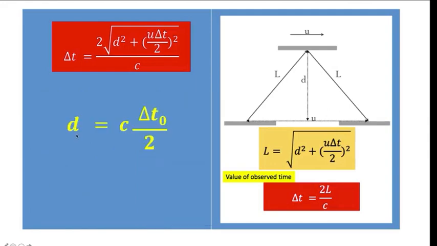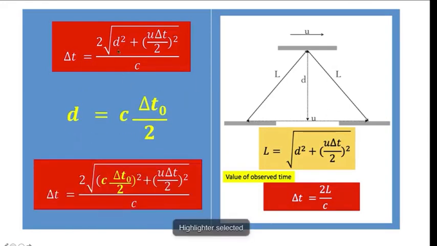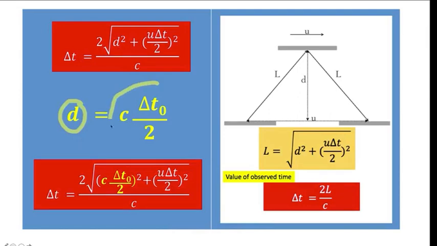Let's concentrate on this formula for d. Since the value of d is this formula, we can now substitute this value to this d here. Replace that d with c delta t sub 0 over 2. So this formula at the top becomes this formula. I copy delta t equals 2 square root. When we encounter the variable d, we use c delta t sub 0 over 2. That's why you have c delta t sub 0 over 2. And then you have exponent 2 here, so you have exponent 2. All the rest are copied, plus this expression all over c.